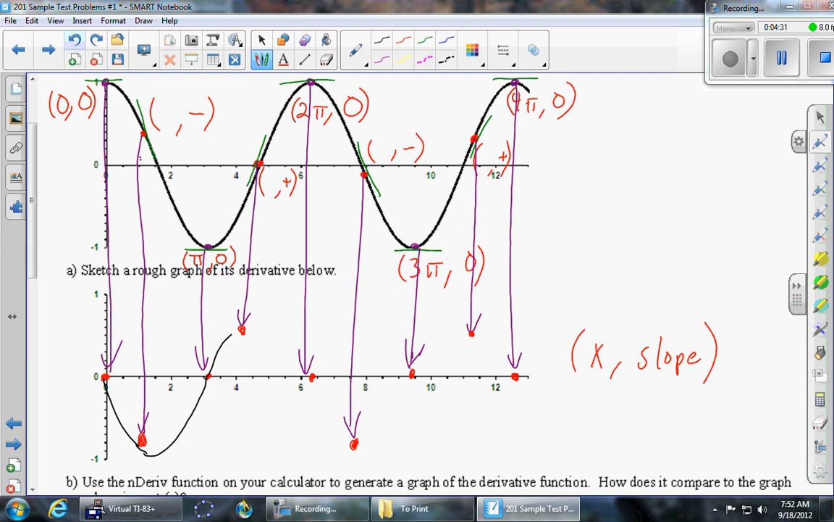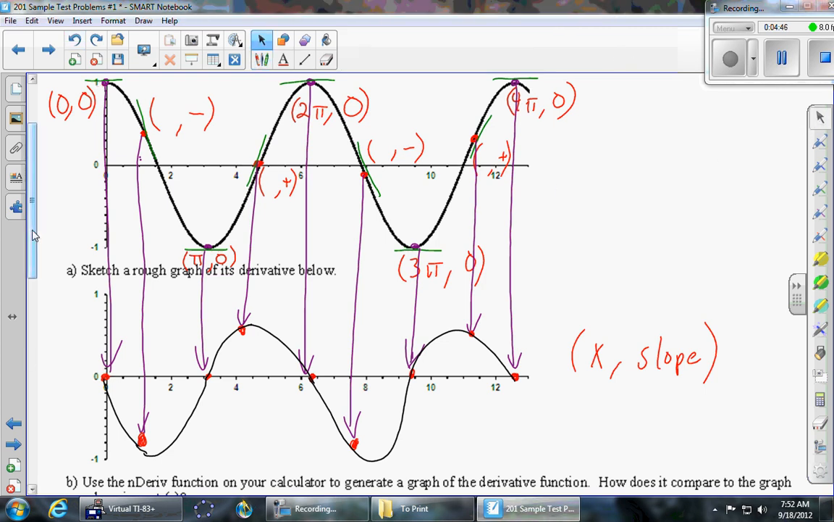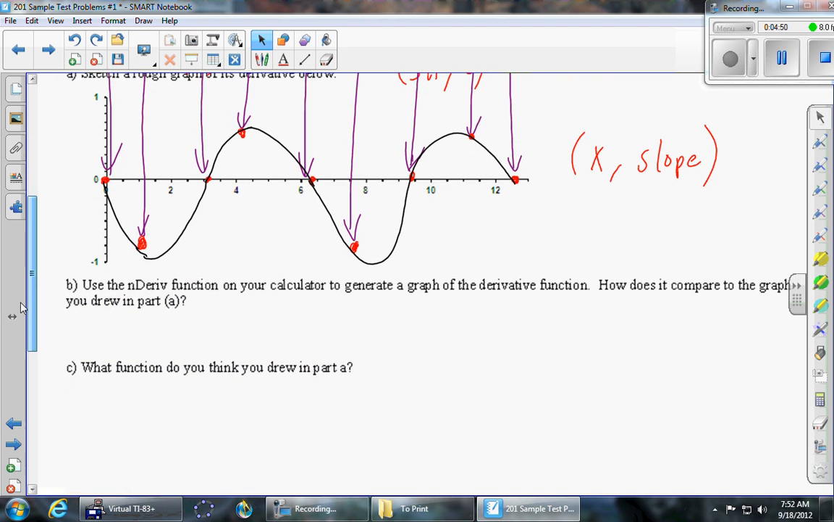Then it goes up, hits that point. Maybe that's the top, maybe it's not. It's the next x-intercept. It's this point, and this point. And that's the graph of our derivative function. Again, there's lots of latitude in terms of getting full credit for a question like this.